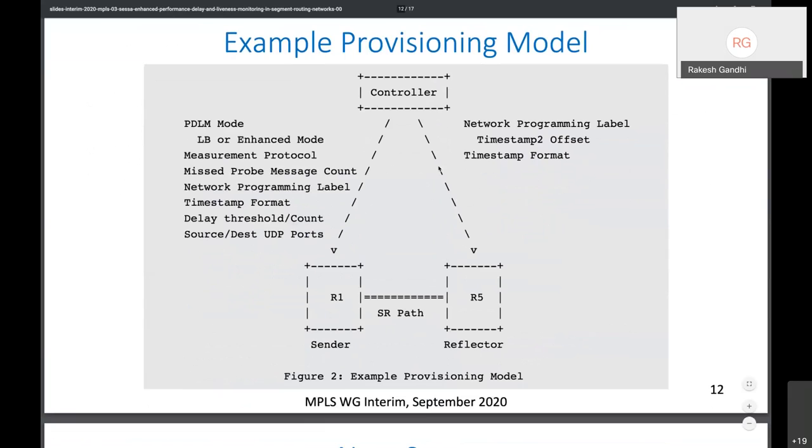So there is no signaling involved in bootstrapping those sessions, unlike other monitoring protocols. This is achieved using the provisioning model, where the sender and reflector nodes in the network are provisioned. You would have loopback mode or enhanced mode, the measurement protocol, the packet count, the timestamp format, threshold values, UDP ports. The network programming label can also be programmed, or it can be allocated as well. Next slide, please.